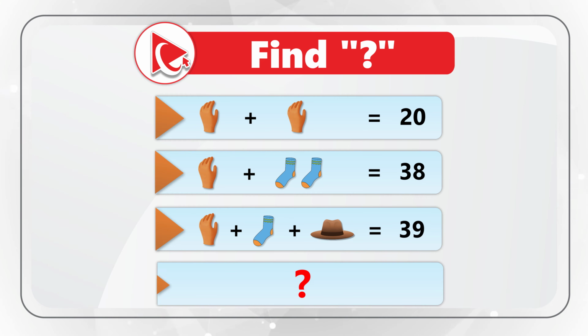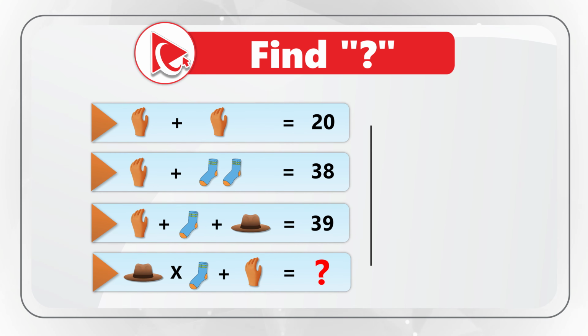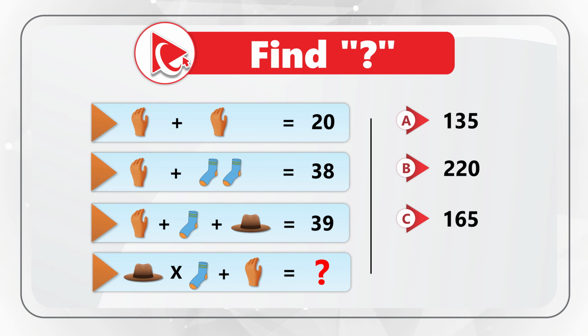And then the final equation, where you have the missing number, is 1 hat multiplied by 1 sock plus 1 glove equals the missing number. You need to calculate and select the missing number out of 4 possible choices. Choice A, 135. Choice B, 220. Choice C, 165. And choice D, 360. Take a close look to see if you can use your mental powers to calculate the missing number.